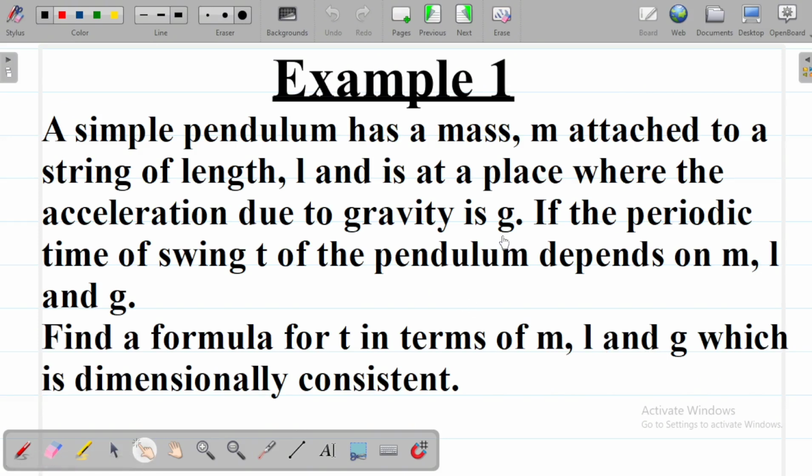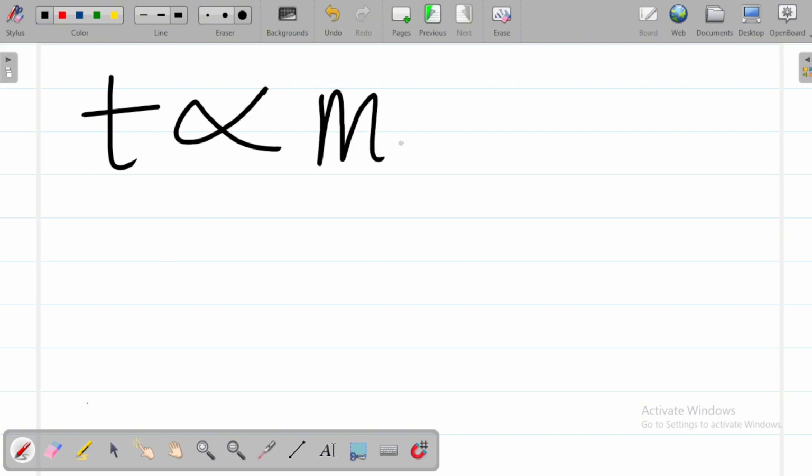Now take note of this. In the question, we are told that the periodic time of swing t of the pendulum depends on m, L, and g. So we are told that the time depends on m, L, and g. And in mathematics, if a term depends on another term, you simply use the proportionality sign to show it. So t depends on m, L, and g.